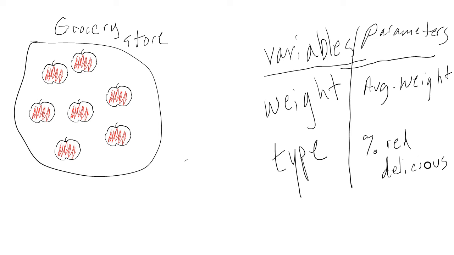If we were to calculate the percentage of apples that were Red Delicious, this would also be a parameter. The percentage is a numerical characteristic of our variable type of apple. In both of these cases, we are using numbers to summarize each of our individual variables.